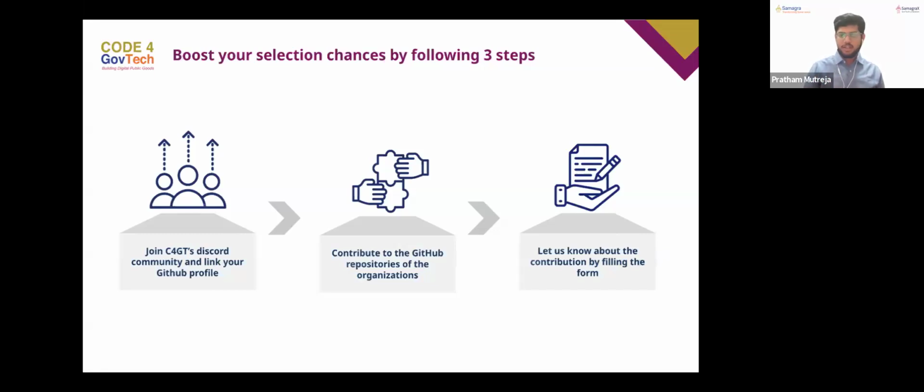But closing an issue is just not enough. You'll also have to let us know that you have closed the issue. So that is why there's a form attached and you can use it.